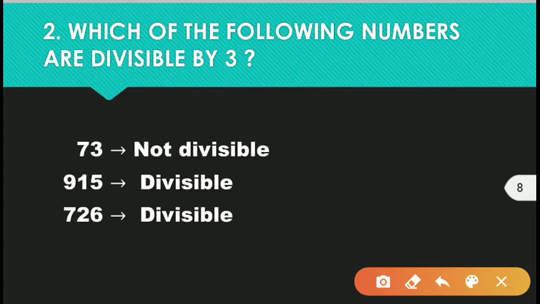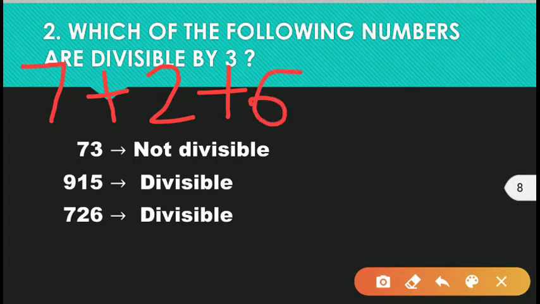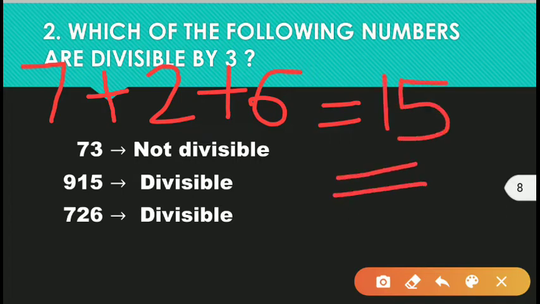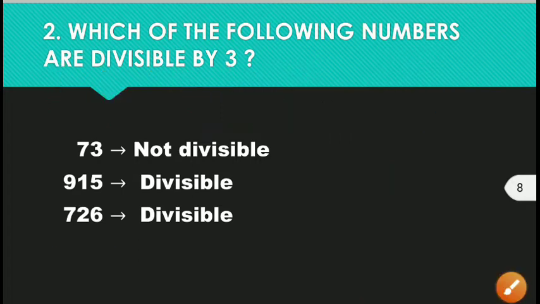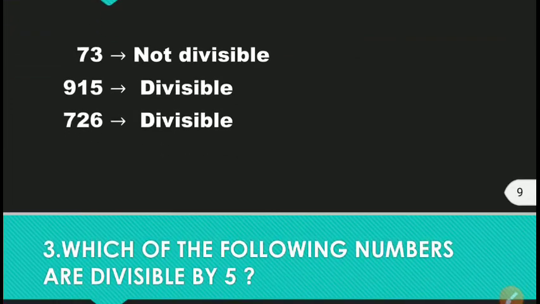Next is 726. First of all, do the sum of its digits. This will give you 15. 15 is completely divisible by 3. Therefore, 726 will also be divisible by 3. No need to do any kind of division. Just learn the divisibility test.